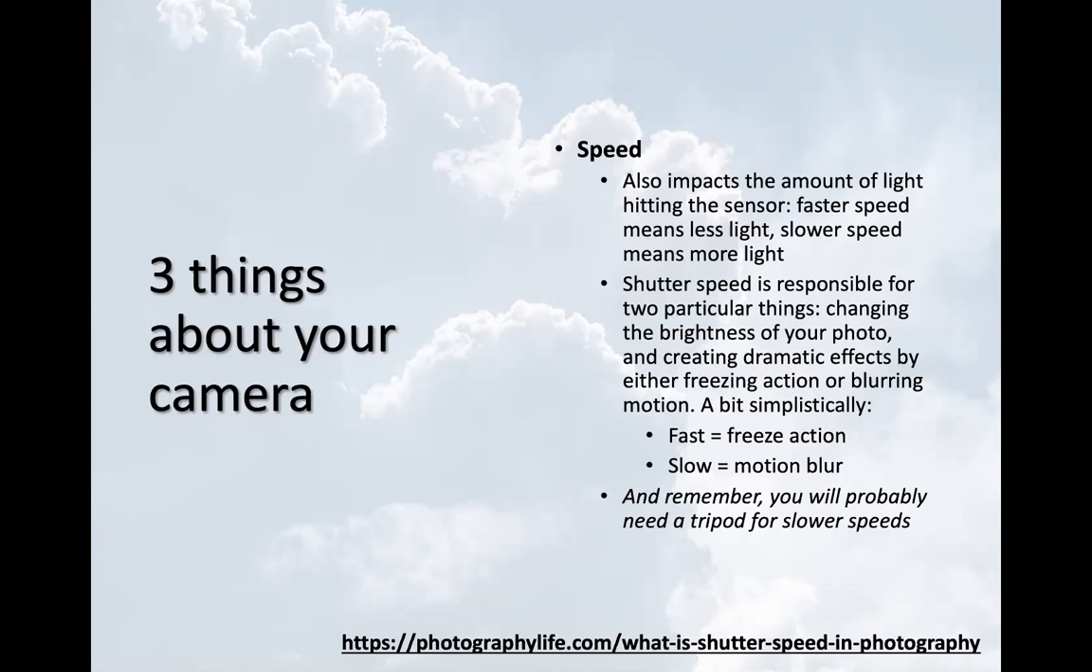Shutter speed does two things. It changes the brightness of your photo, so a slower speed gives a brighter picture, but it also can be used to create dramatic effects by either freezing the action or blurring motion. So freezing action at fast speed, if you're photographing sports or car racing or a bird in flight, or something like that, use a fast speed to try and freeze what they're doing so that you catch them without them just turning into an unfocused blur.